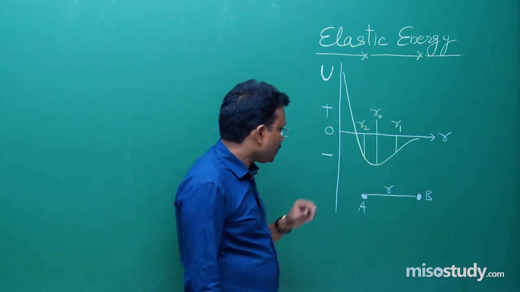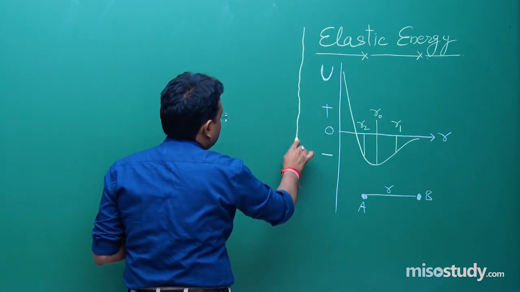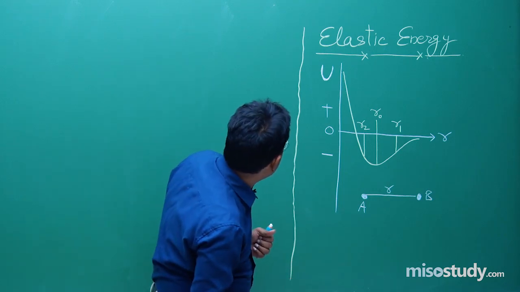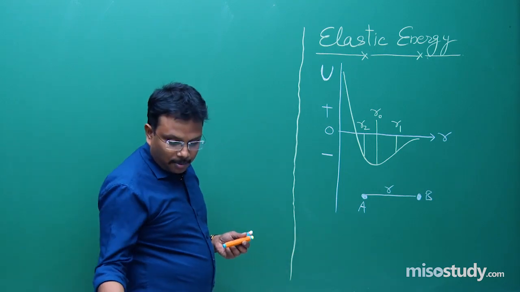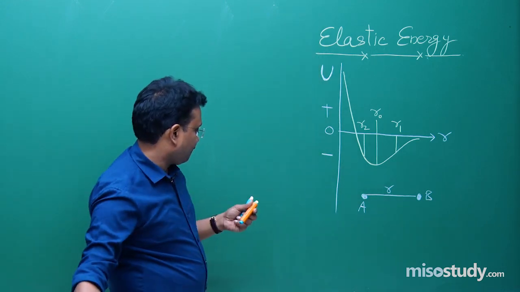Okay. Now, let us try to derive a relation with the help of a simple example. Okay. And the example is this way.